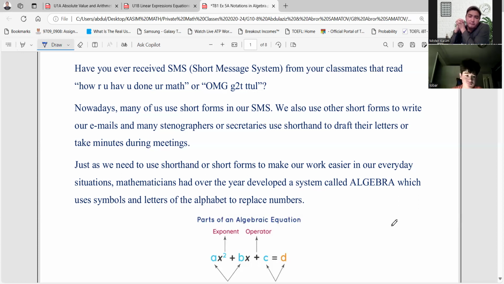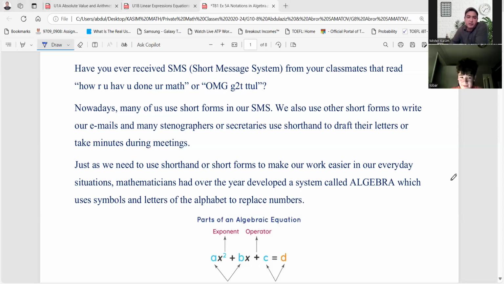Continue reading. Nowadays, many of us use short forms in our SMS. We also use other short forms to write our emails, and many stenographers and secretaries use shorthand to draft their letters or take minutes during meetings, right?